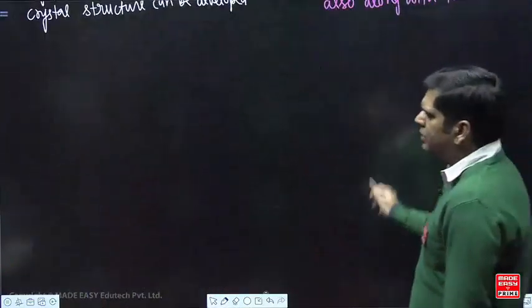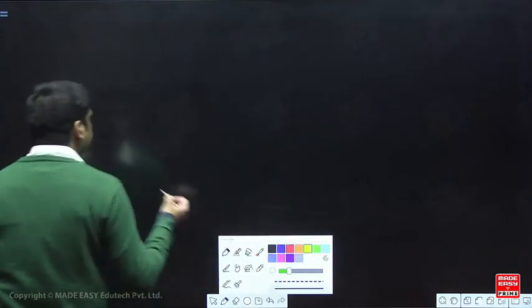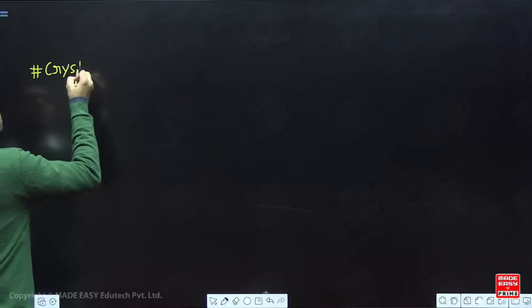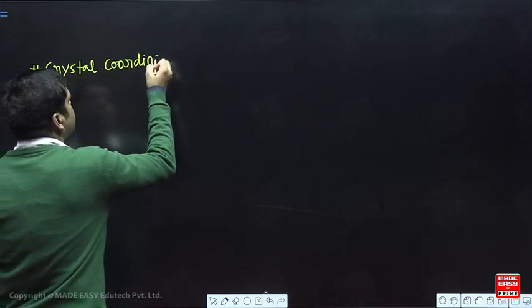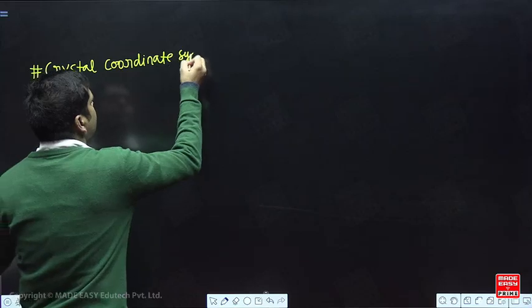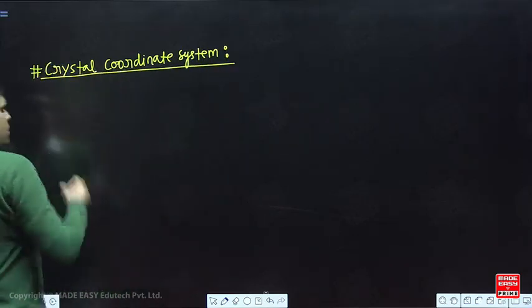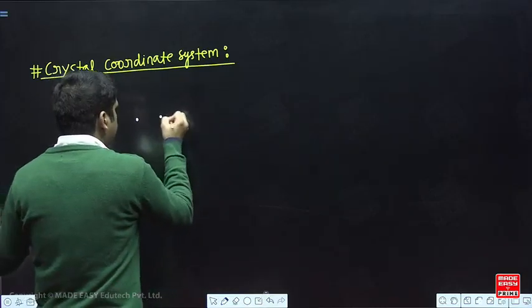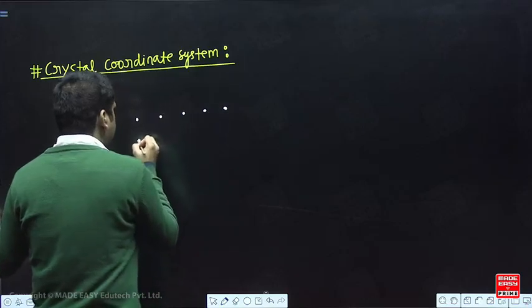Let us come back to the other point. Crystal coordinate system. Let us suppose this is your lattice. These are lattice points, and at each lattice point there can be an atom.